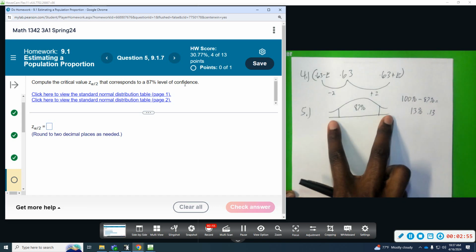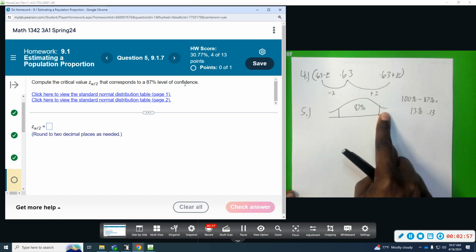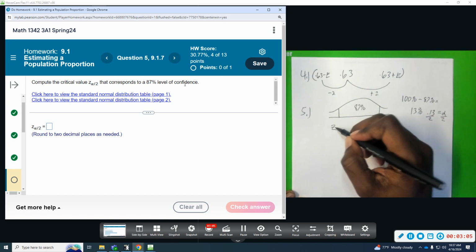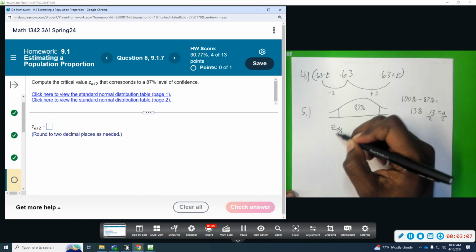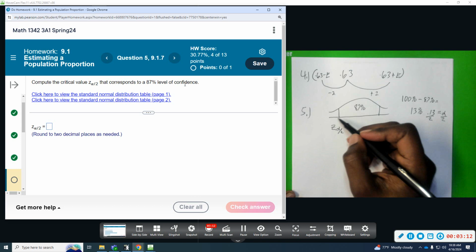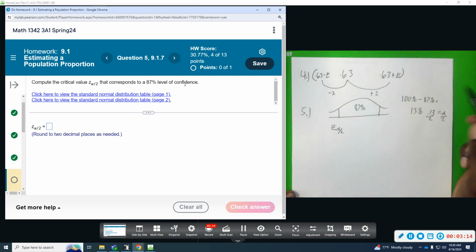That 0.13 is divided up into two sections because I have this and this. 0.13 is actually what we call alpha. So we're dividing this by 2, that's the notation that you see, z alpha divided by 2. That gives you two different points, one on the negative, one on the positive. So 0.13 divided by 2 is going to give us 0.065.